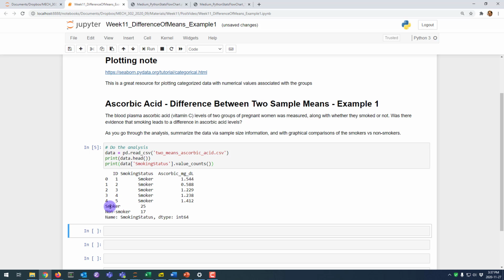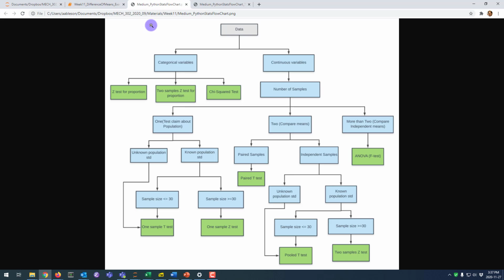Well, we have two groups of patients, two groups of study members, smoking and non-smoking. And we have a measurement that's continuous for each one of them. We have a numeric value. And so if we go over to the convenient flowchart for how to analyze this kind of data, we'd be scoping down first continuous variables, numbers of samples, 1, 2, or more. Oh, we got 2. Actually, I'm just going to go to the next one. We'll see the guiding here.